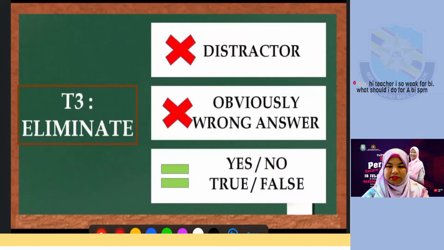Okay, proceed. If I am being too fast, please let me know, so that I can slow down a bit. Tip number 3 will be eliminate. Eliminate means to discard.